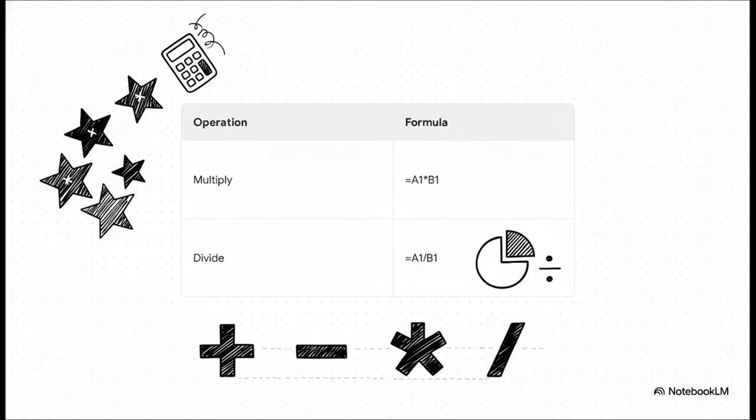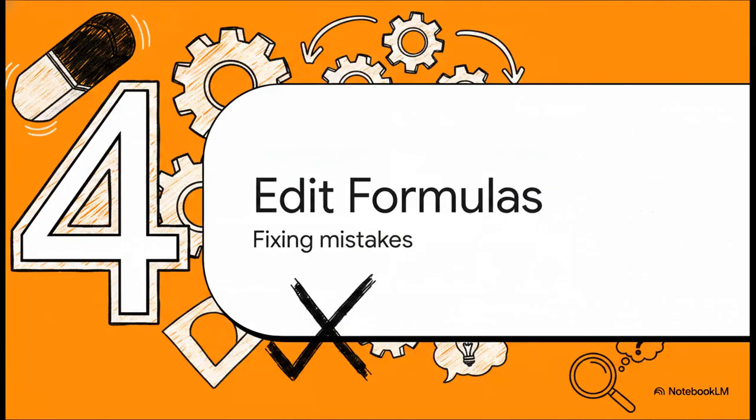Rounding out our basic operators, we've got multiplication and division. For multiplication, Excel uses the asterisk symbol. So =A1*B1 multiplies those two cells together. And for division, it uses the forward slash. =A1/B1 divides them. These four basics, plus, minus, asterisk, and slash, give you the power to knock out pretty much any quick calculation in your daily workflow. Up next, part 4, how to edit formulas when you make a mistake.